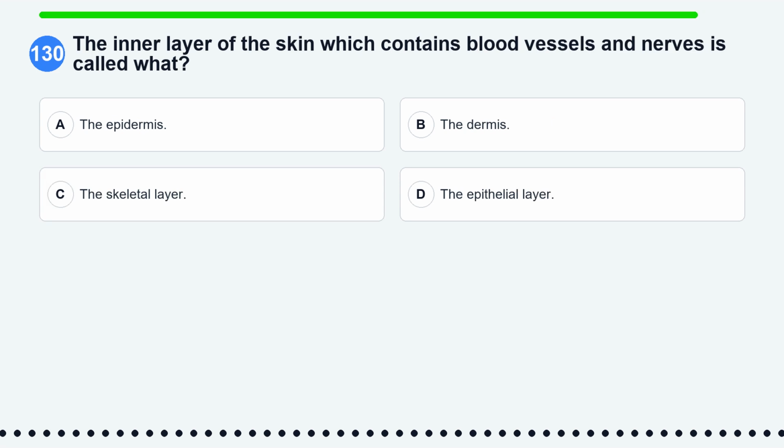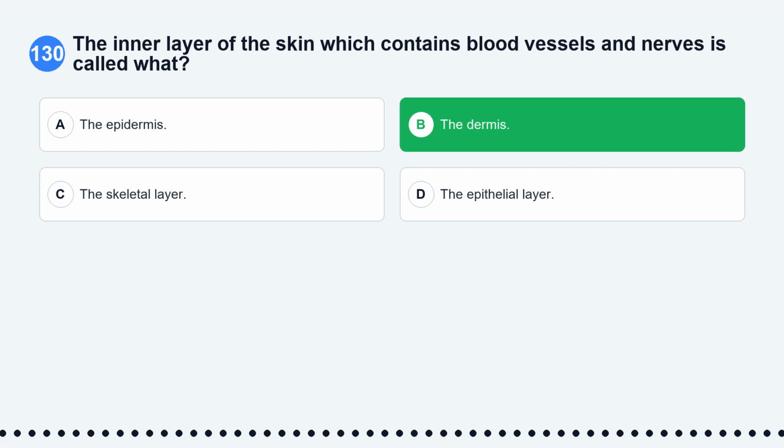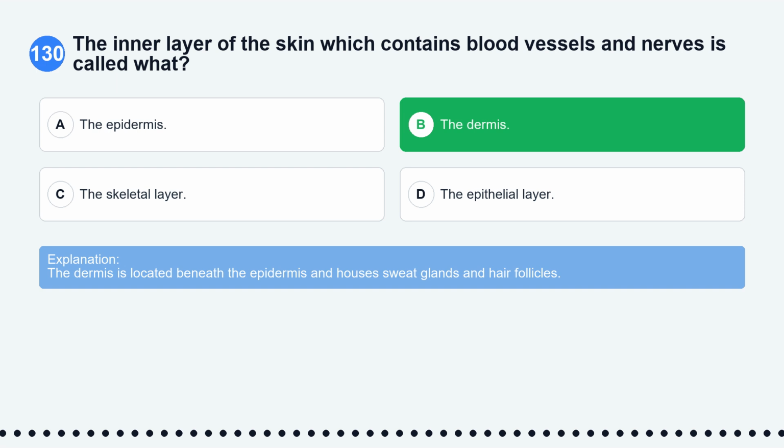Question 130. The inner layer of the skin which contains blood vessels and nerves is called what? Option A. The epidermis. Option B. The dermis. Option C. The skeletal layer. Option D. The epithelial layer. The correct answer is option B. The dermis. The dermis is located beneath the epidermis and houses sweat glands and hair follicles.